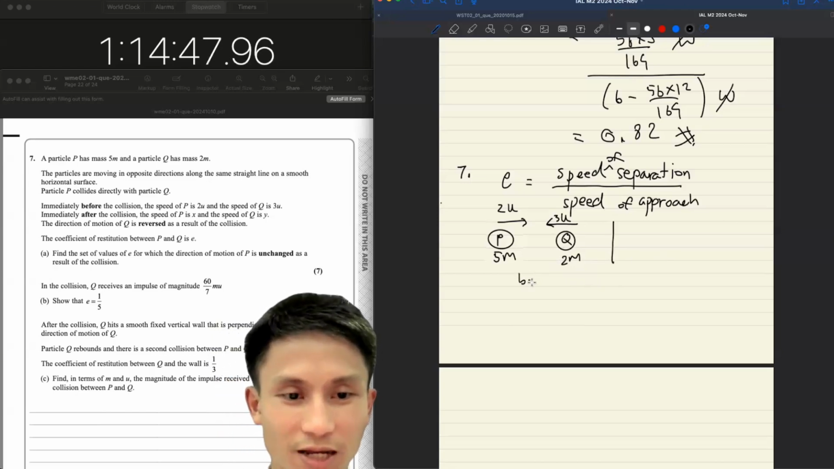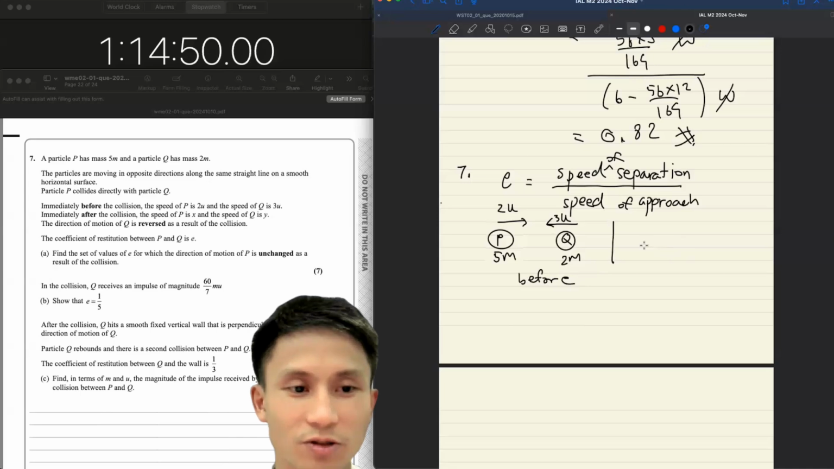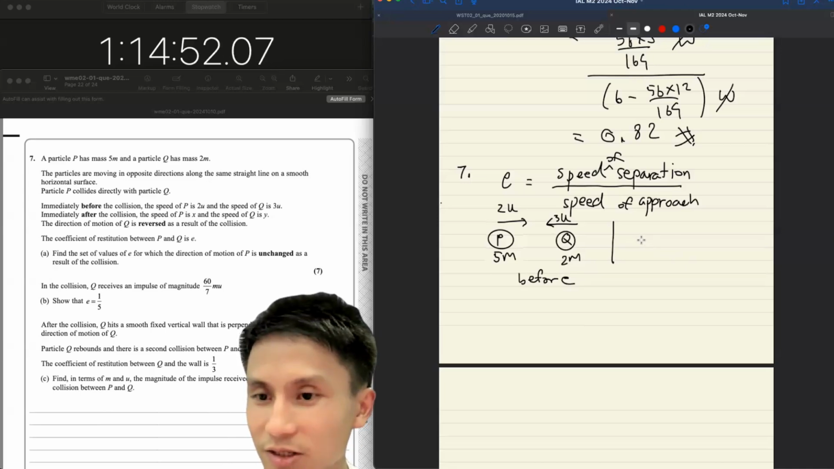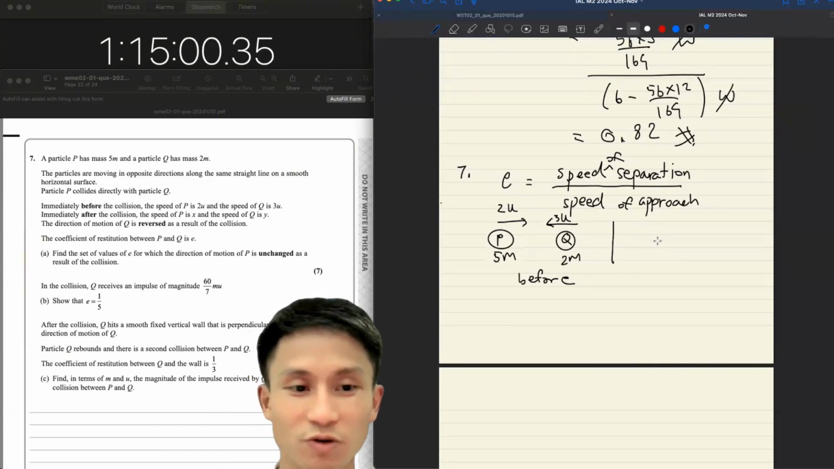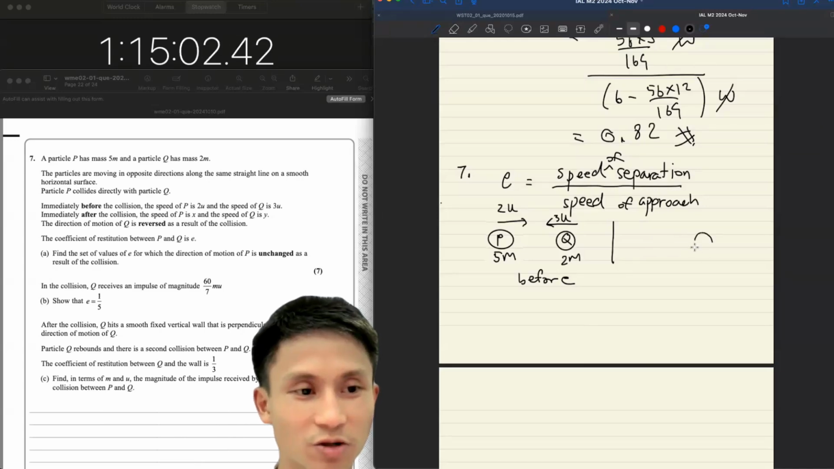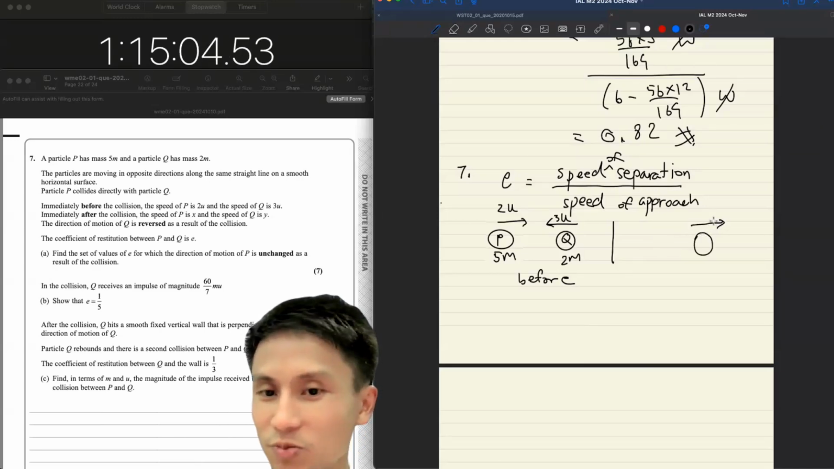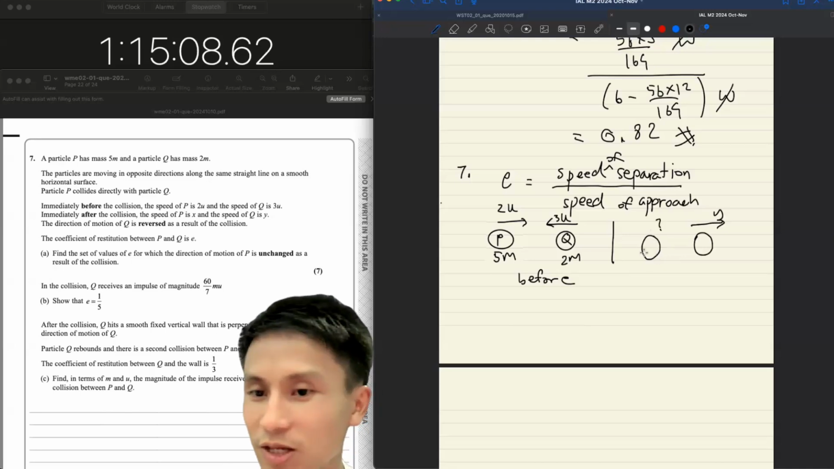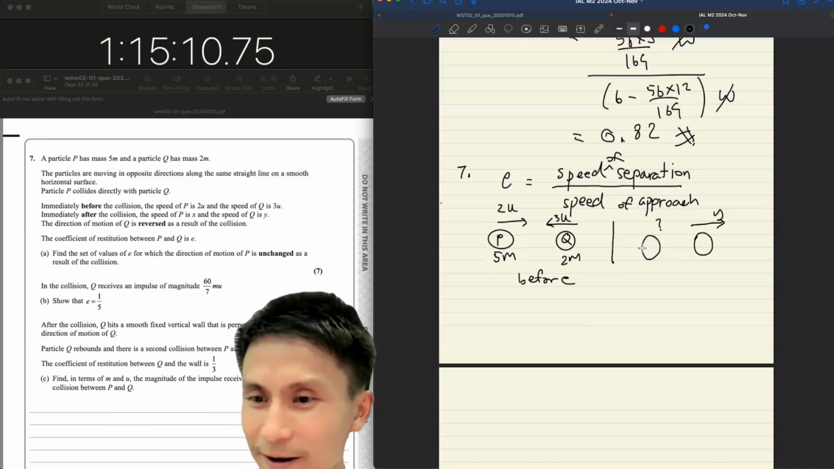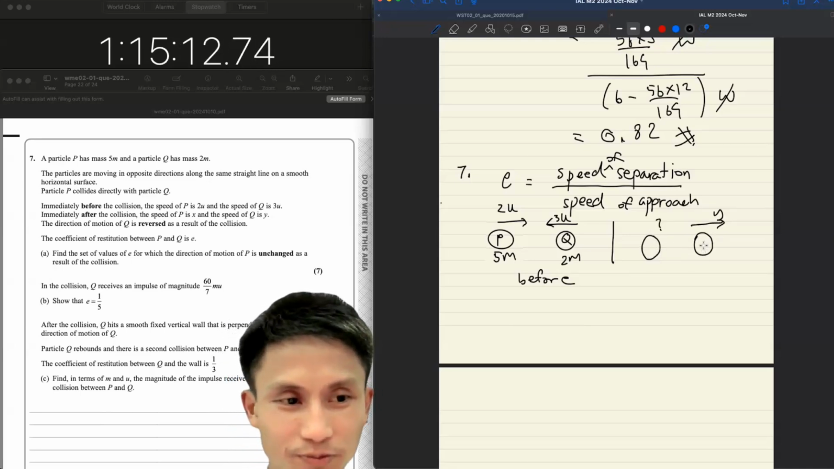So let's do that as before. This is after the collision. The speed of P is x, and the speed of Q is y. The direction of motion of Q is reversed. So Q should go that way with the speed of y, but we don't know what y is, right?